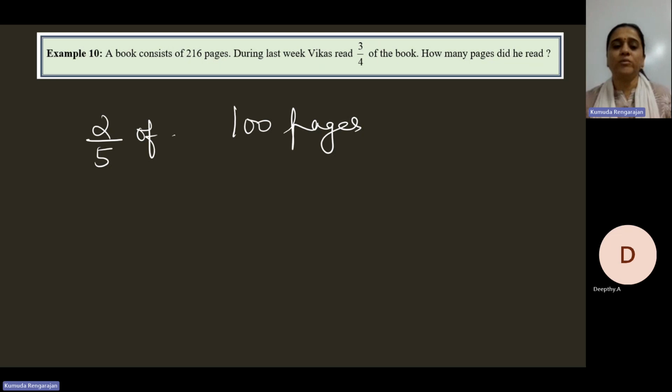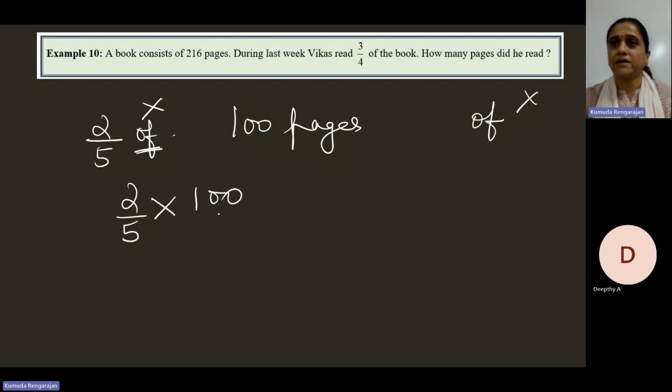So what do you understand by this operator of? Of means multiplication. In mathematics, the operator of stands for multiplication. It's given in the question that you have read 2/5 of the book. That means 2/5 of 100 pages you've read. That means 2/5, of means into 100. So how do you multiply? It's 2 into 100 divided by 5.